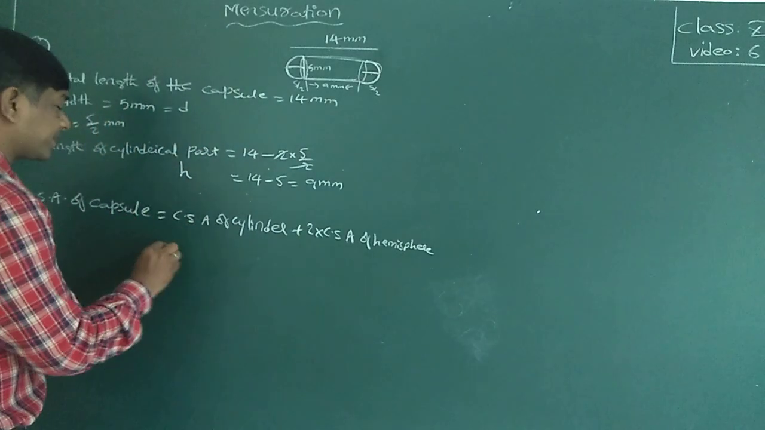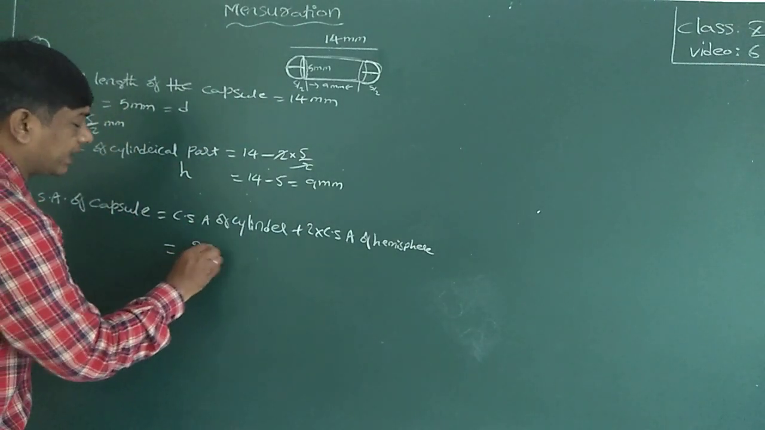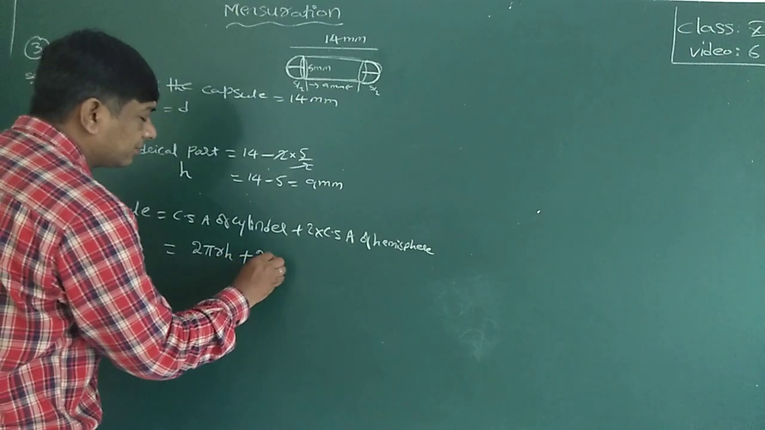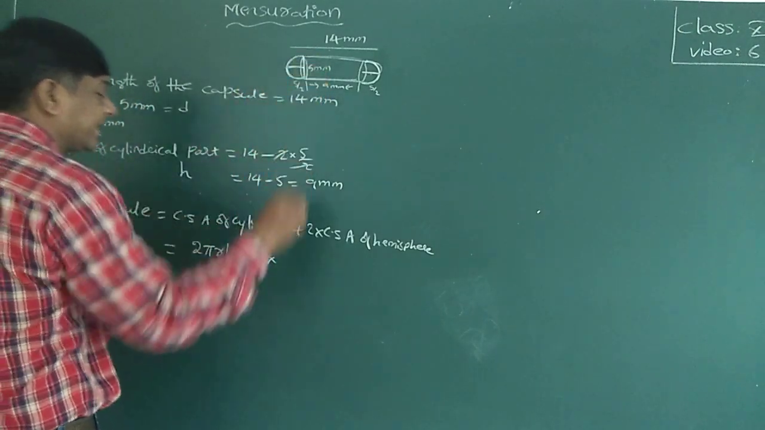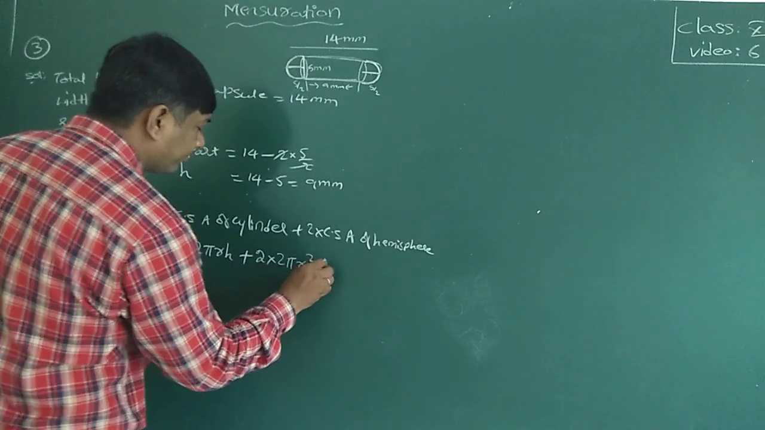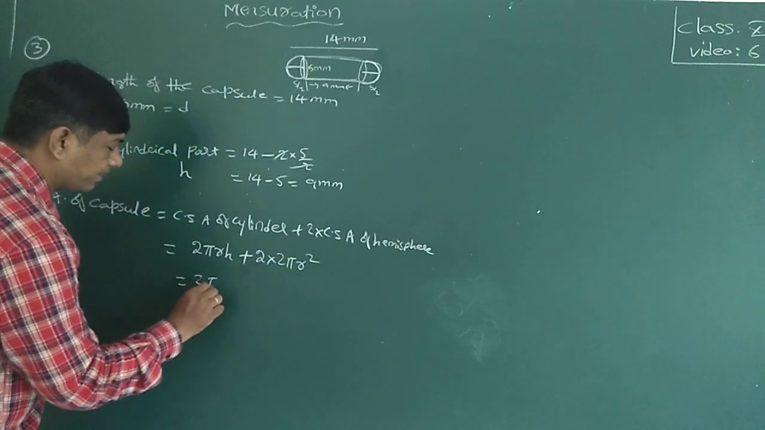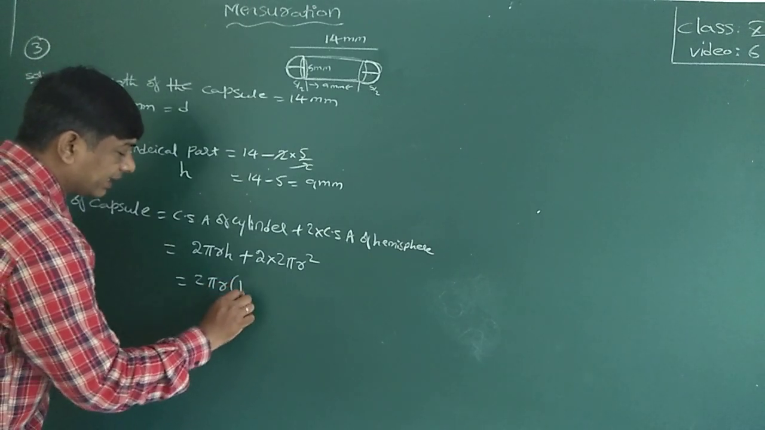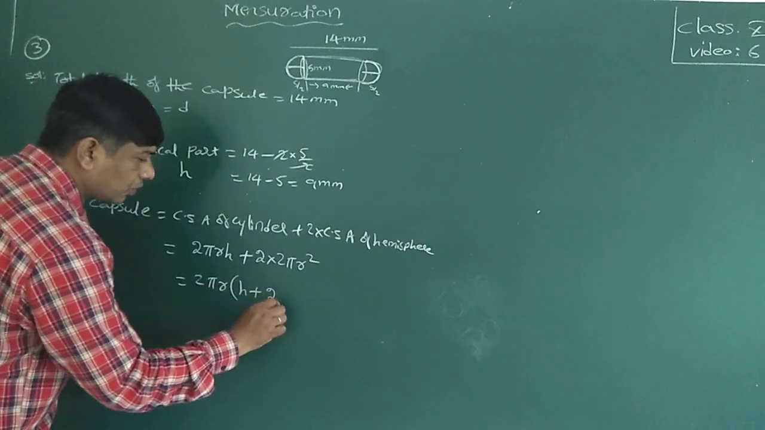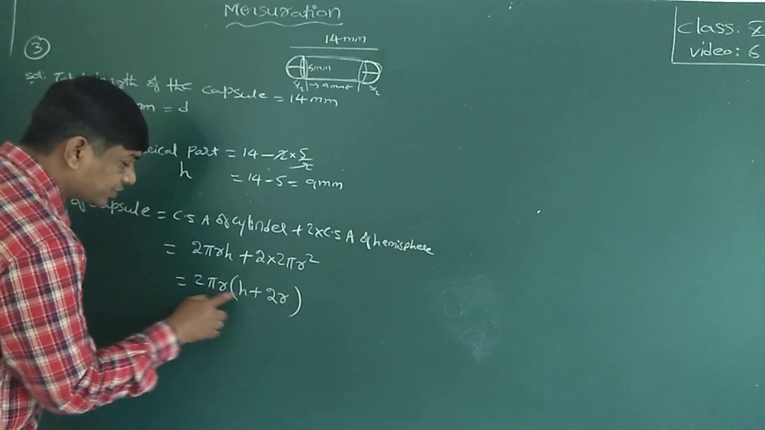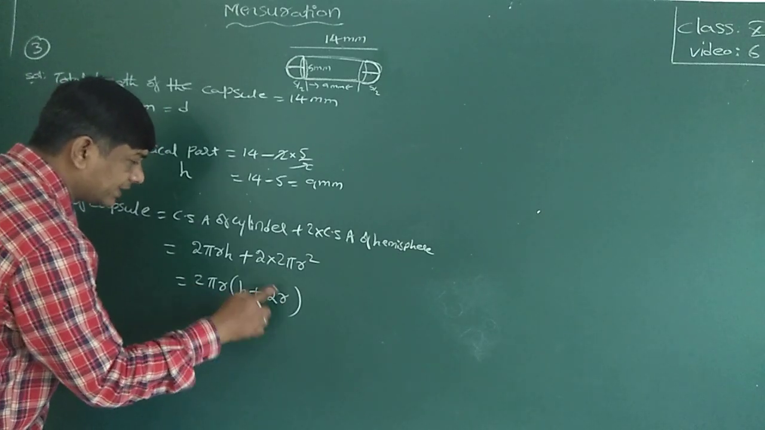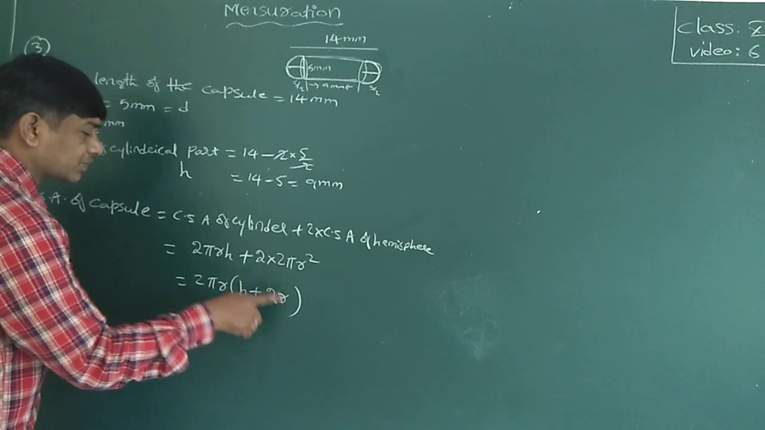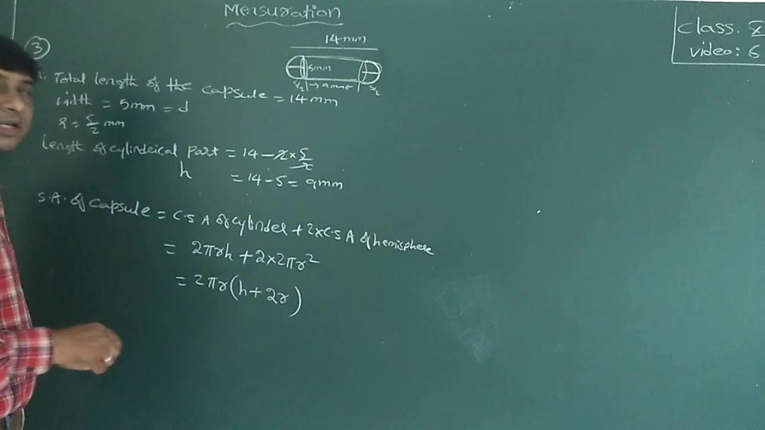CSA of the cylinder is 2 pi r h, plus 2 into the CSA of the hemisphere, which is 2 pi r square. That is equal to 2 pi r, if I take common, then what do I get here? h plus 2r. 2 pi r into h is 2 pi r h, and 2 pi r into 2r is 2 2s are 4 pi r square.